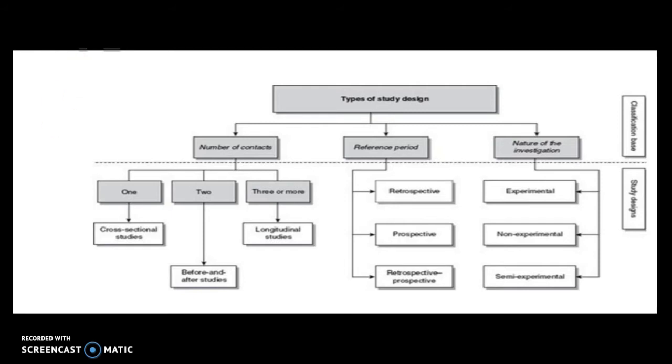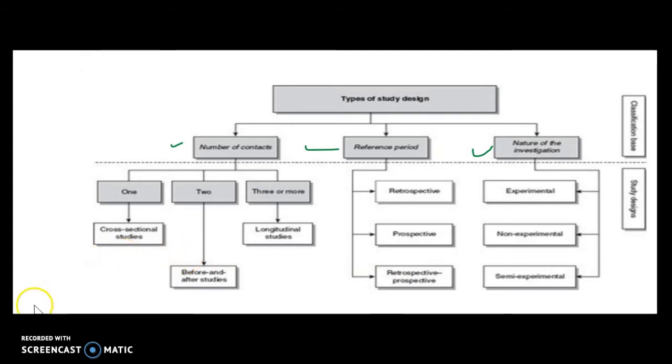Describing the different types of research designs found in the literature, there are different classifications as usual, and these classifications depend on how you are looking at them. For example, in this session we will consider the classification designed by Kumar 2019 in his book Research Methodology. He classified the types of research in quantitative research based on the number of contacts, meaning how many times you contact the participant, the reference period, the time when you do the study, and the nature of the investigation.